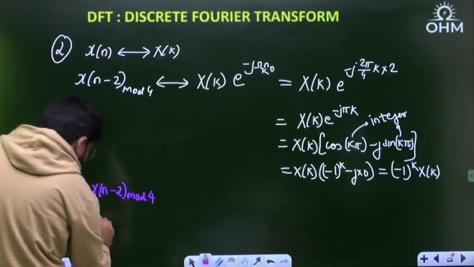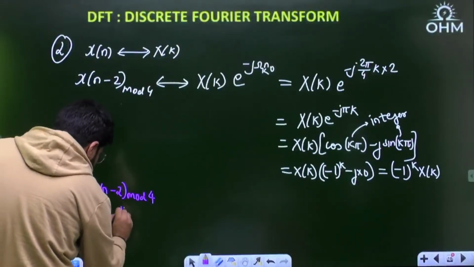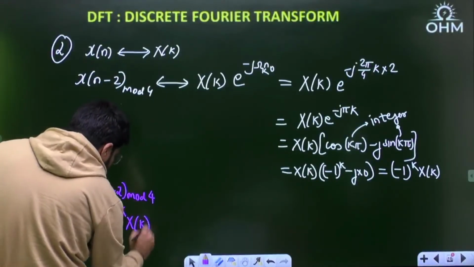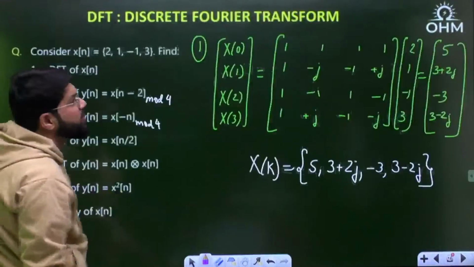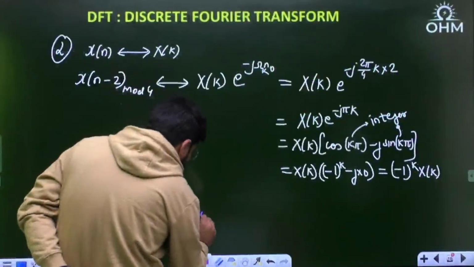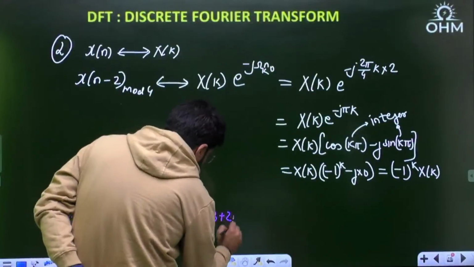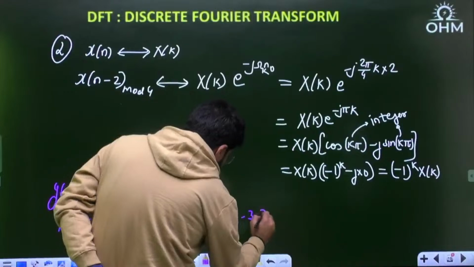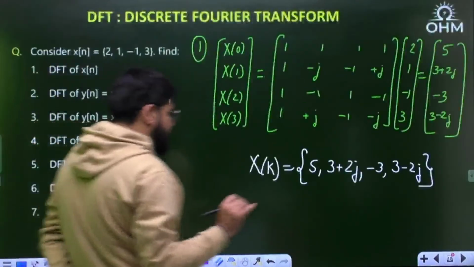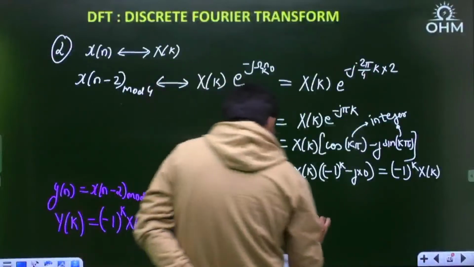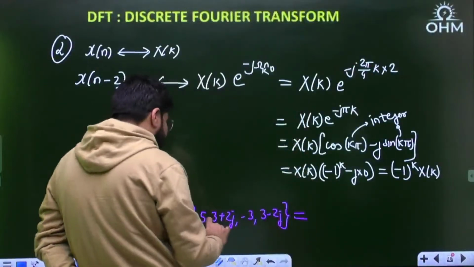It is given by minus 1 power k into X[k]. X[k] is the previous question's answer: 5, 3 plus 2j, minus 3 and 3 minus 2j. Correct? Correct. So now multiply by minus 1 power k respectively.